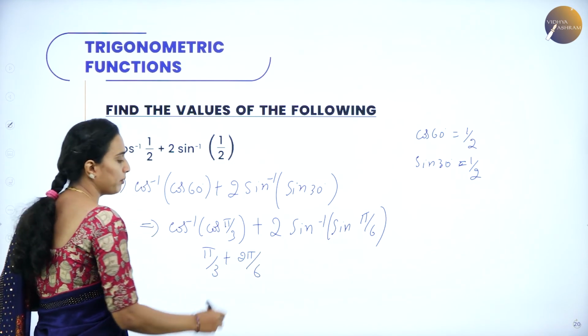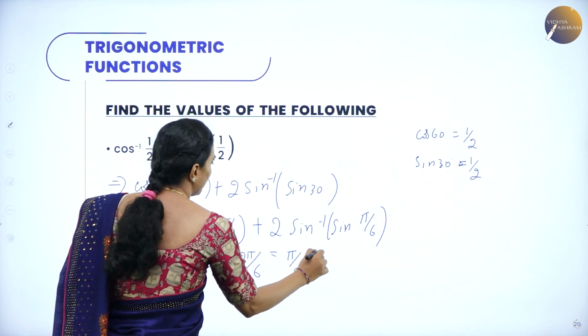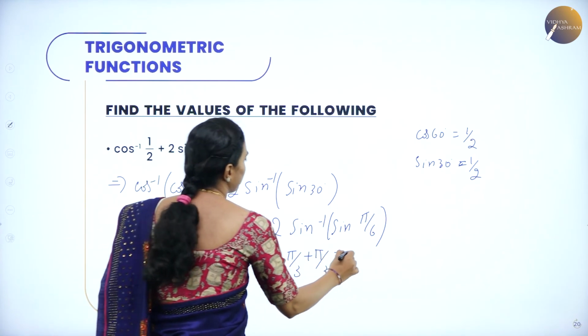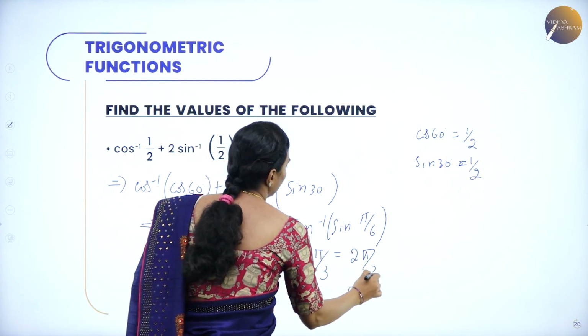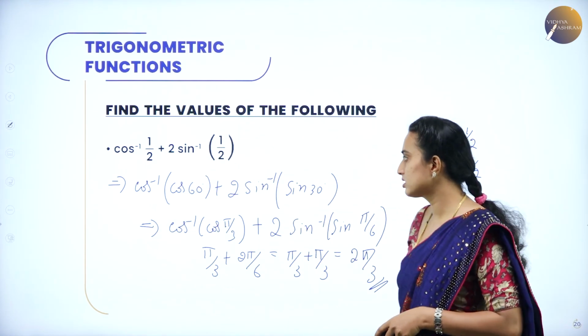What is 2 pi by 6? 2 1s are 2, 3 2s are 6. So what will it become? Pi by 3 plus pi by 3. What is pi by 3 plus pi by 3? 2 pi by 3. That is your answer. Okay, any doubt in this?